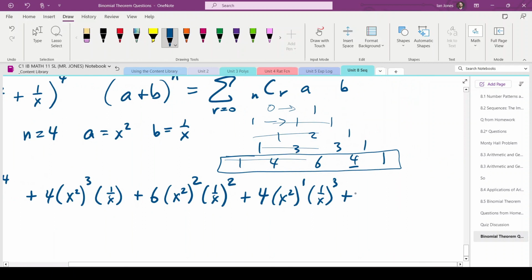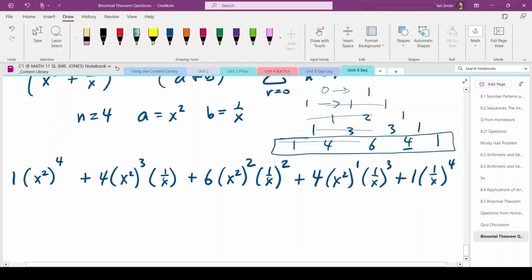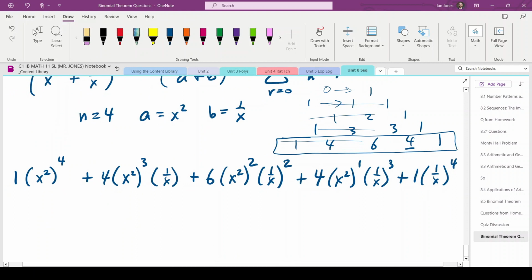And last but not least, I get 1. x squared to the 0. Well, I don't really even need to write it because anything to the 0 is 1. 1 over x to the 4. And now it's just a matter of simplification.